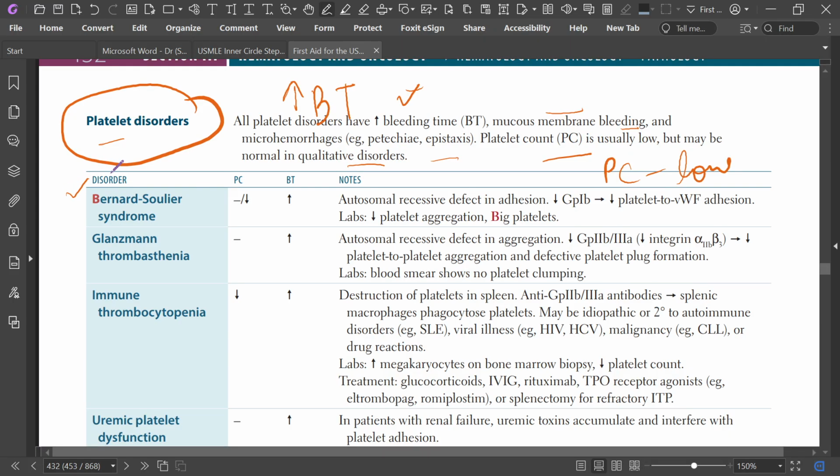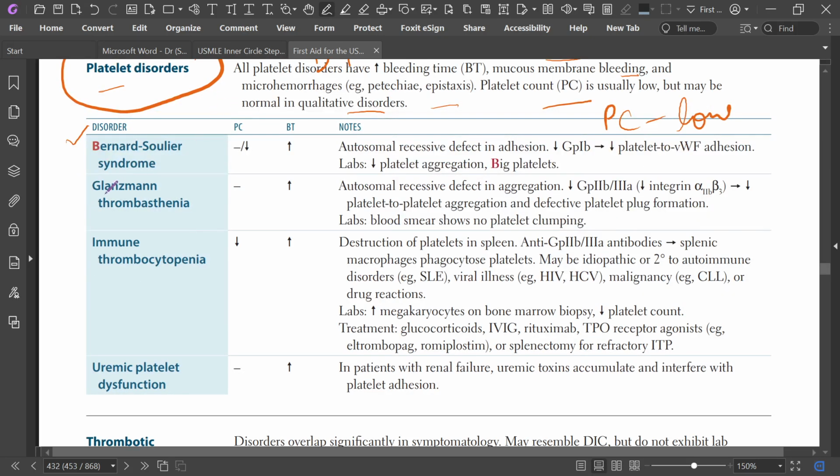First, Bernard-Soulier, then Glanzmann, then ITP, then uremic platelet dysfunction. All the platelet disorders, Bernard-Soulier, Glanzmann, ITP, and uremic platelet dysfunction, have increased bleeding time, but the platelet count is normal in Bernard-Soulier and Glanzmann. In Bernard-Soulier, there are big platelets.